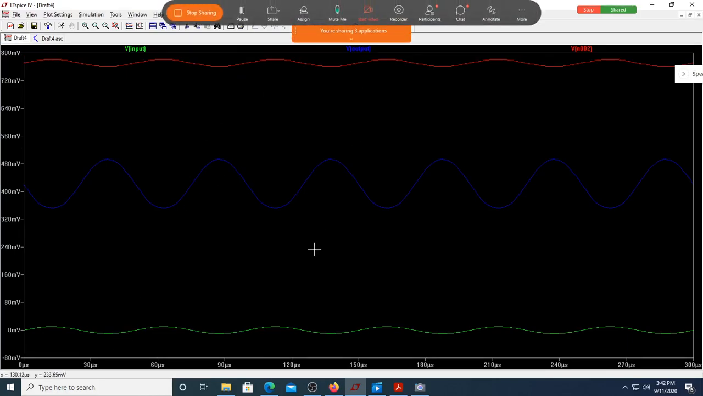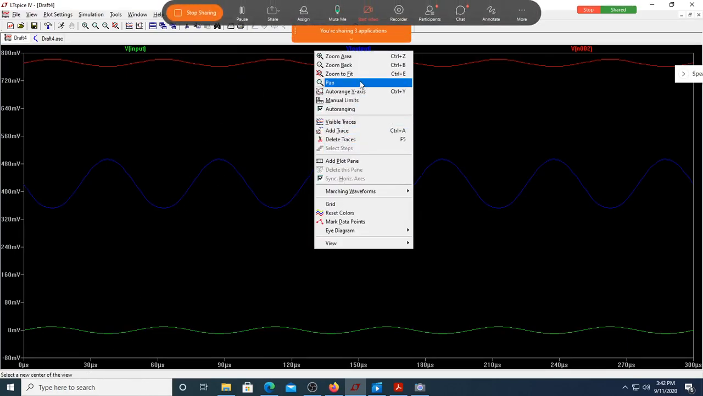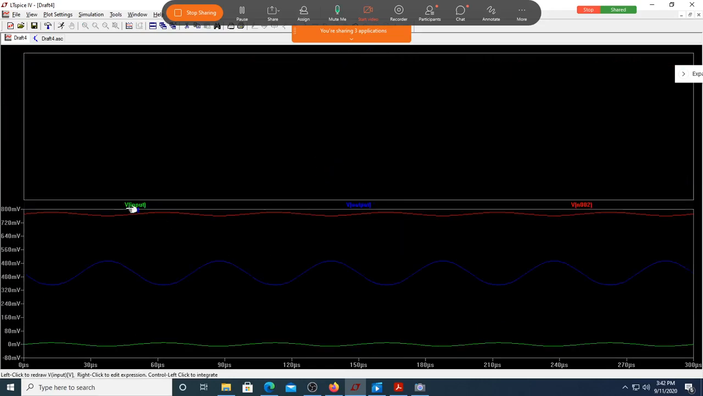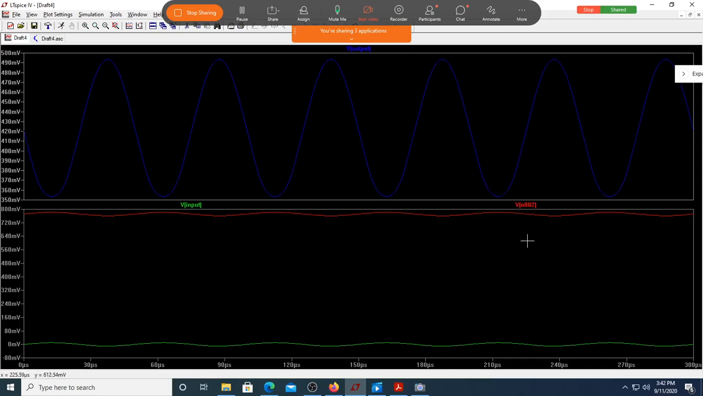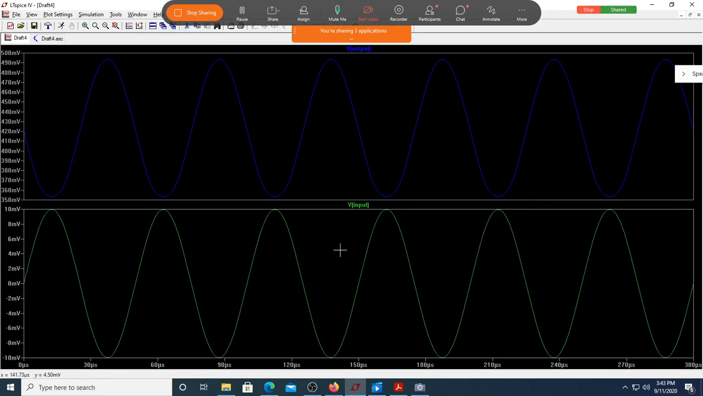Let me make this 1 second, because you cannot see both of them simultaneously. I'll put it in a different pane. I will put output here, input here. Let me take out this also. Can you see now, Gaganashri?